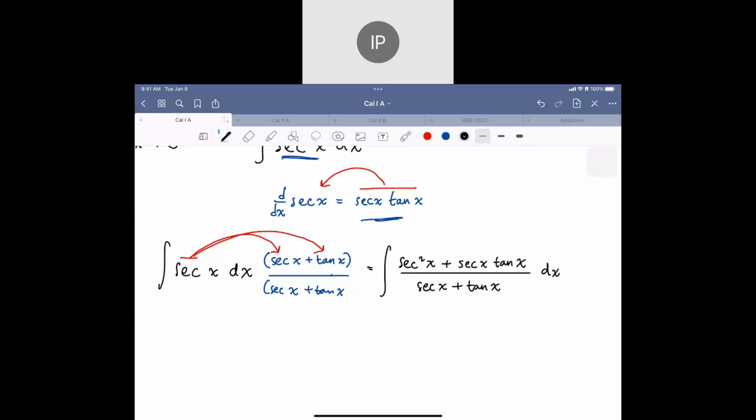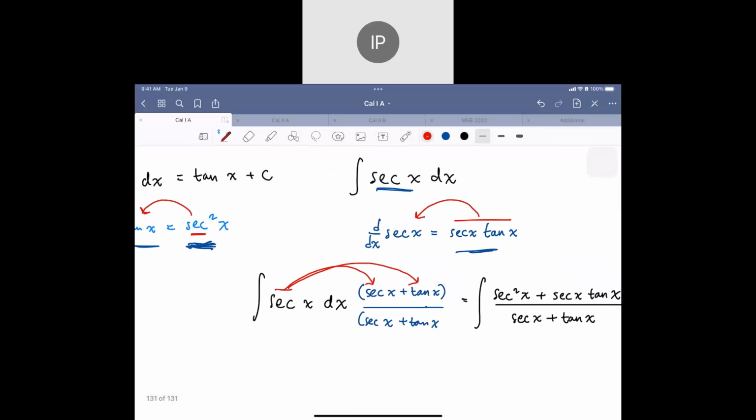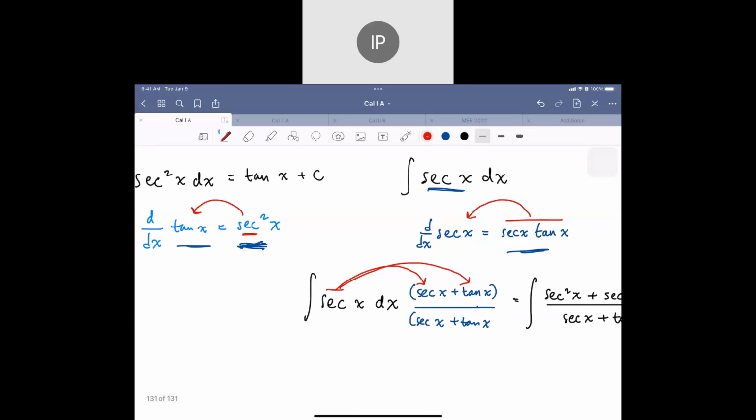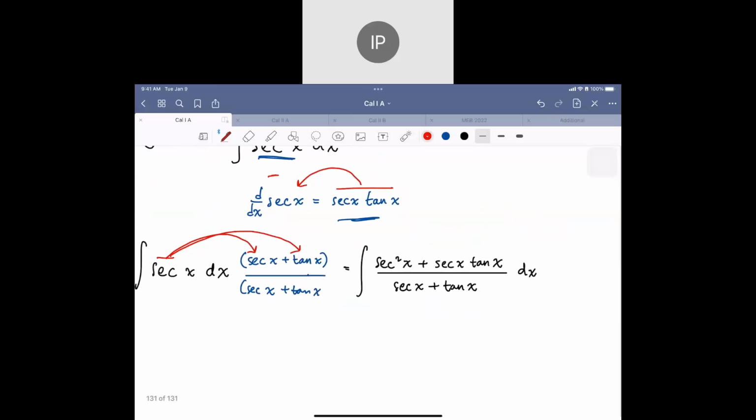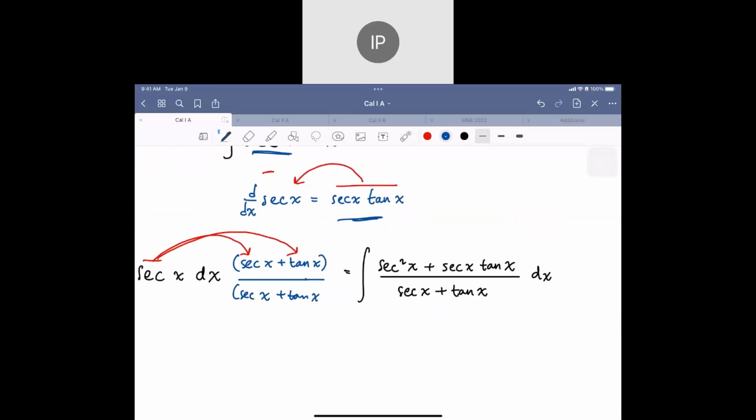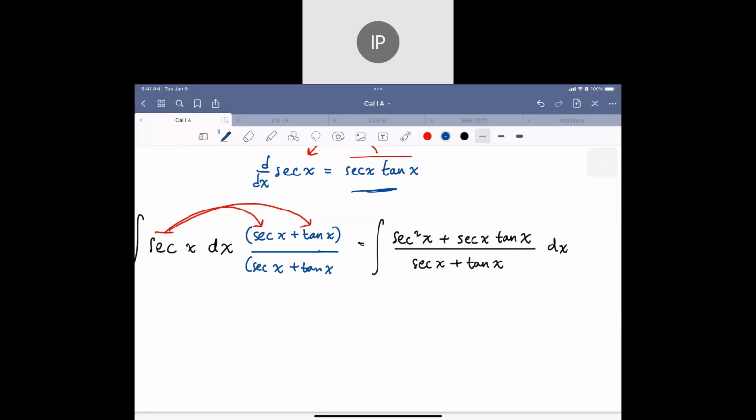Okay, now what's next? Because we know that this is the derivative, right? The derivative of secant and the tangent. Then if we have secant x tangent x, if we derive this, this will perfectly be the top equation, right? So if we derive this, it will be secant x tangent x plus secant squared x, right?